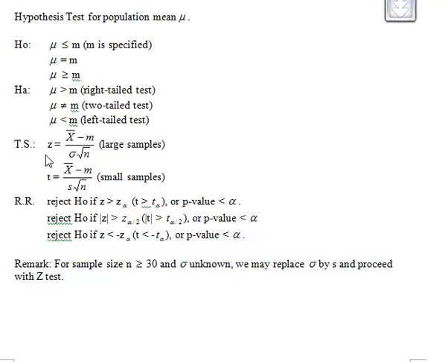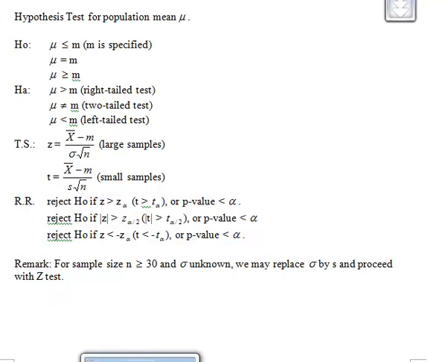So if the test statistic z is greater than the critical value z alpha, then we reject H0. If the absolute value of the test statistic z is greater than z alpha over 2, this is the case of a two-tailed test, then we reject H0. Now, if z is less than negative z alpha, then we reject H0. This is when we have a left-tailed test. Now, here is a remark. For sample size n greater than or equal to 30, even if sigma is unknown, we may replace sigma by s and proceed with the z-test.